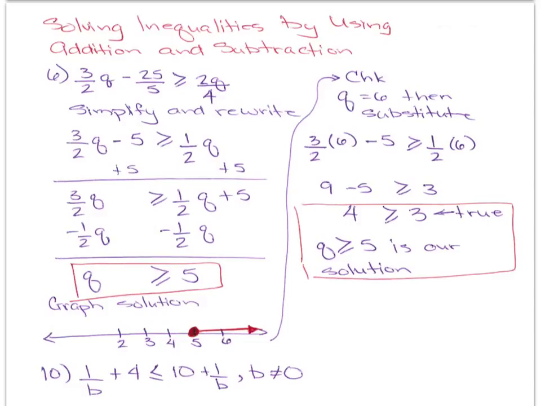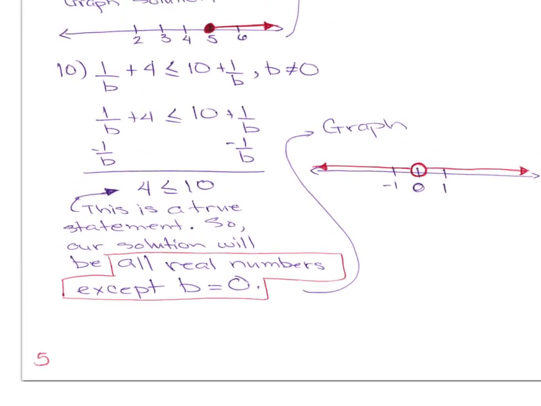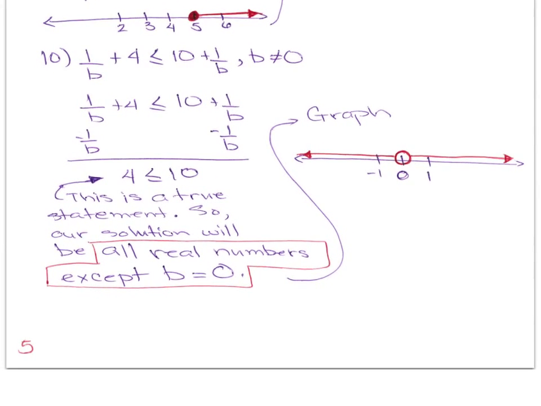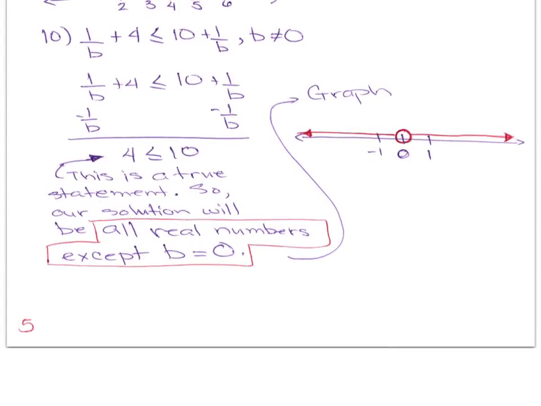Now let's move on to another example. Let's look at problem 10. So problem 10 is right here. Problem 10, we have 1 over b plus 4 is less than or equal to 10 plus 1 over b, provided that b is not equal to 0.